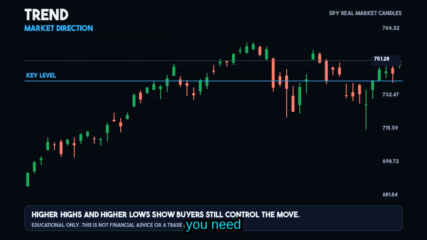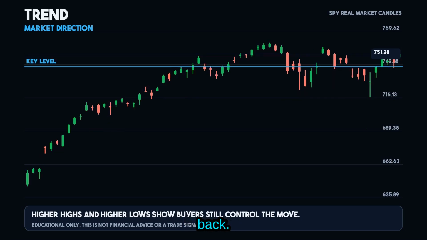To draw a channel, you need to connect two parallel trend lines. Let's say we have a channel with upper and lower boundaries at 100 and 90, respectively. This channel tells us that price is moving within a range of 90 to 100. When price reaches the upper boundary of 100, we may anticipate a reversal, and when price reaches the lower boundary of 90, we may expect a bounce back.